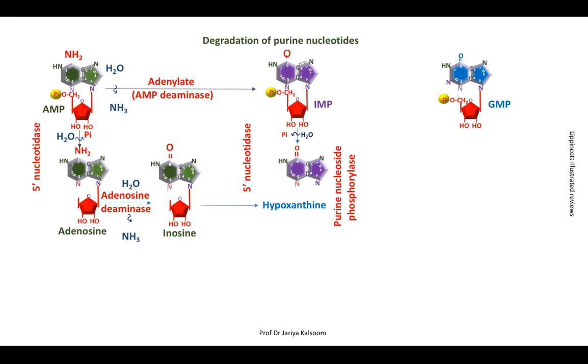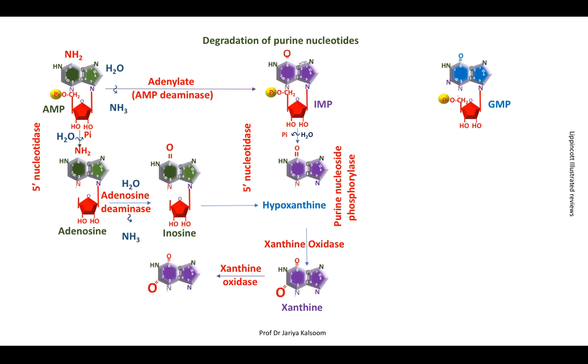Now hypoxanthine, in the presence of xanthine oxidase, is going to be converted to xanthine. You can see that an oxygen is added and now it is xanthine. Now xanthine, again in the presence of xanthine oxidase, is going to be converted to uric acid after removal of the double bond present between carbon number 7 and 8. So this double bond is removed and now this is uric acid, which is the end product of purine degradation.